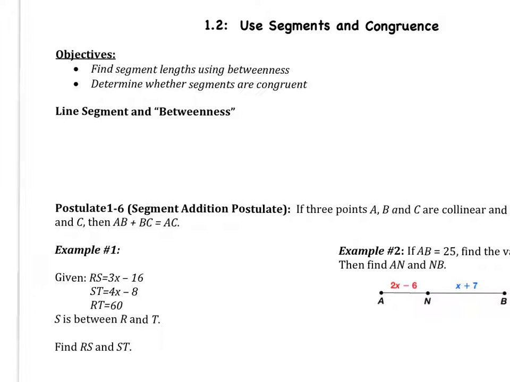All right, so right off the bat, it talks about line segment and betweenness. So what I want you to do is just follow the instructions and see if you can come up with the picture that I have in mind. Draw line segment AB. Right under where it says line segment and betweenness, draw line segment AB. Put point C between A and B. Put point D between C and B.